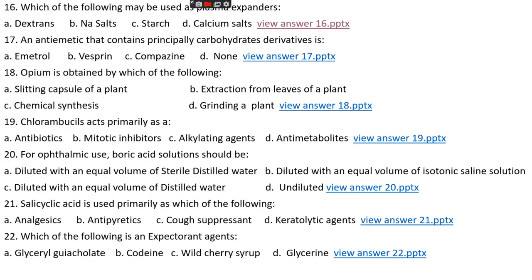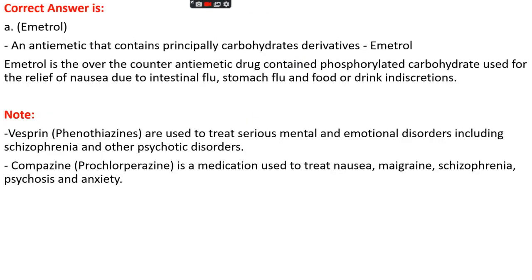Okay. Question number 17. An antiemetic that contains principally a carbohydrate derivative is option A, Emetrol, option B, Vasprin, option C, Compazine, option D, none. The right answer is option A, that is Emetrol. Okay, an antiemetic that contains mainly carbohydrate derivatives is known as Emetrol.